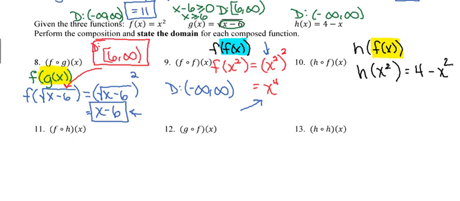So now is the point in time when I have to consider those domain restrictions. My input function is the x squared. It has no restrictions on it. My output, or the result of my composition, is the 4 minus x squared. It has no domain restrictions. And since both of those have all real numbers for their domains, so too will their composition.